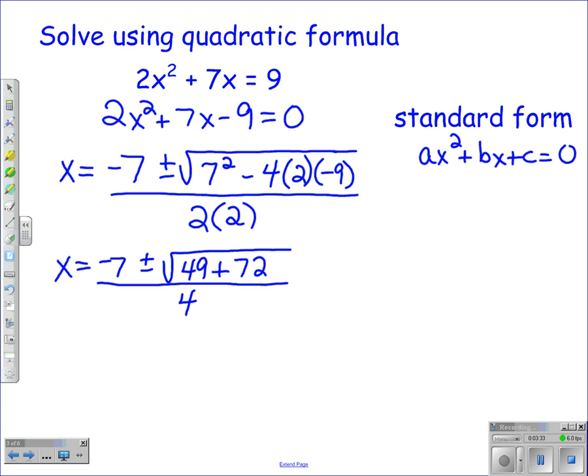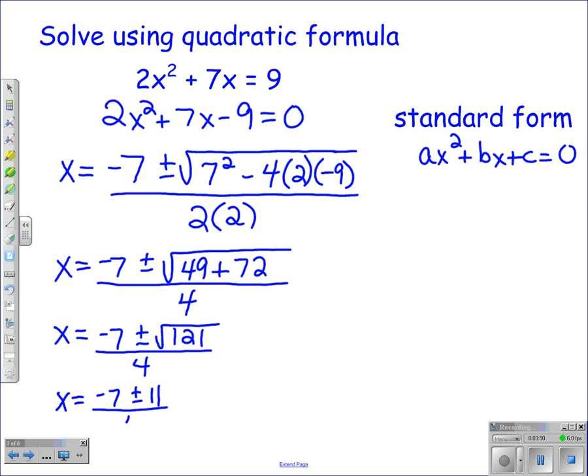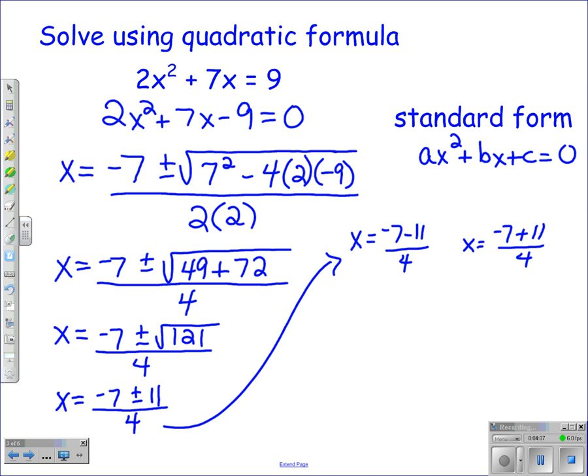Add up your 49 and your 72, and that gives us a sum underneath the radical of 121 all over 4. We all know the square root of 121. That is equal to 11. And now you need to finish simplifying your answer so that you have x equals a negative 7 minus 11 over 4, and x equals a negative 7 plus 11 over 4.